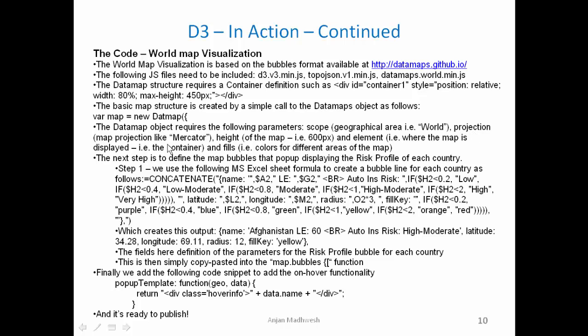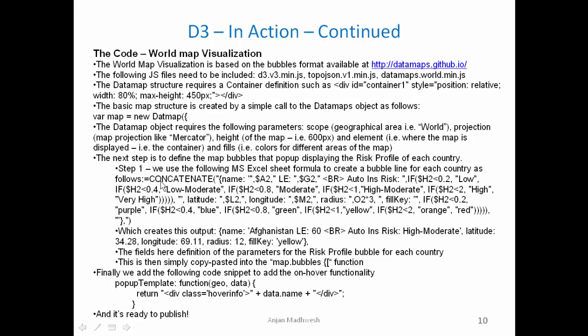The projection, what kind of map projection we want. So we'll use the standard Mercator projection. The height of the map, so we'll set it to about 600 pixels, and the element, that is where the map is displayed. So in this case, the container that we defined above. And finally, fills. The fills are the colors for the different areas of the bubbles that will display the countries that we're talking about. So from a risk profile perspective, if you want the red color for a high risk country, then those colors we define using these fills.